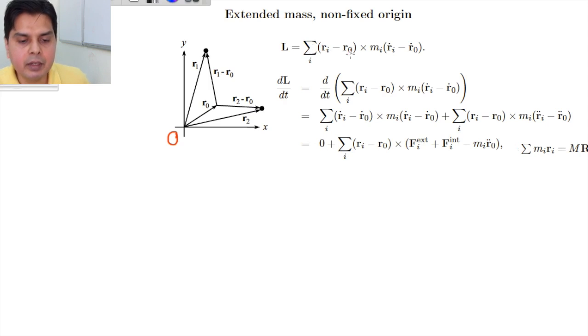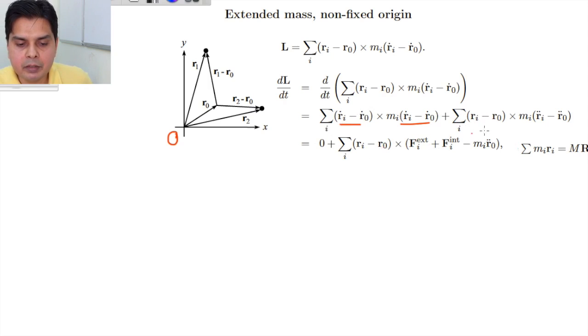L will be summation (Ri minus R0) cross Mi (Ri dot minus R0 dot). This will become dL by dt. Now when I find this dL by dt, this derivative will become double dot. Now this is the same as this, so their cross product will be 0. So the first bracket has gone to 0. Now concentrate on the second bracket.